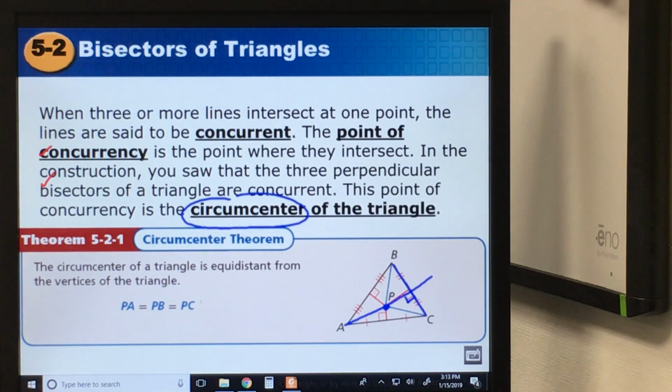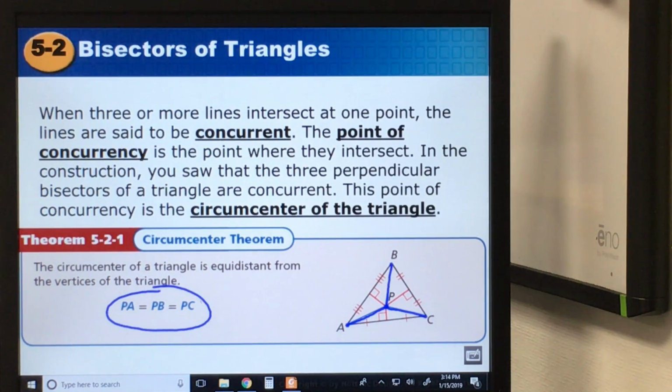So what the circumcenter of the triangle produces is that the segments that are made from the circumcenter to each of the vertices are all going to be the same length. So this length is the same as this length, this is the same as this length. Or PA is equal to PB equals PC.